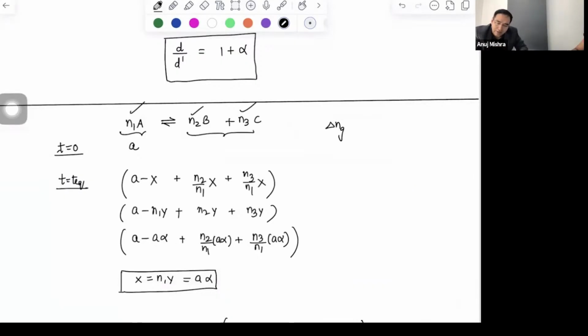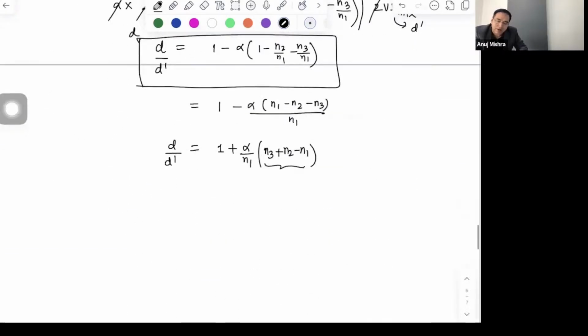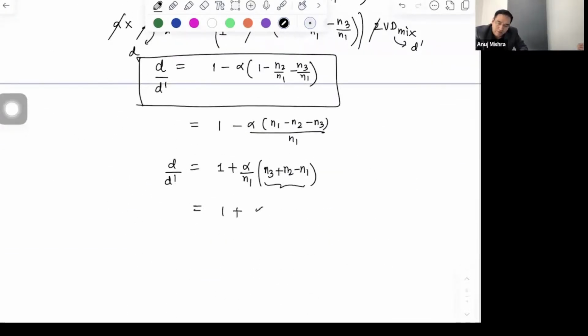Very good. Delta Ng is called summation of products minus summation of reactants coefficients, which is, in this case, had it been all gases. अभी gas नहीं तो ध्यान रखना होगा. I'm assuming all gases. N2 plus N3 minus N1. This value we can use. So this is 1 plus alpha by N1. This is what? Delta Ng is D by D prime.